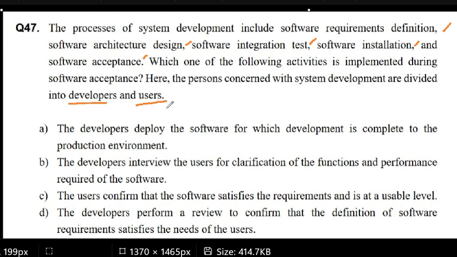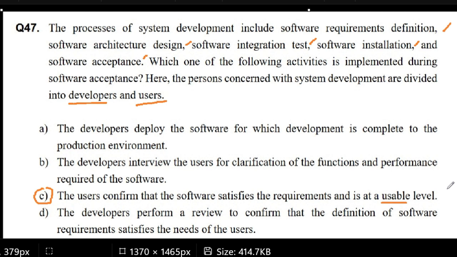developers and users. In this question, I think I was again able to answer this correctly. The correct answer is letter C. The users confirm that the software satisfies the requirements and is at a usable level. The keyword here is usable, and because we are talking about software acceptance, we already know that the requirements are satisfied, but we need confirmation from the actual users that it is in fact satisfied and it's already usable.